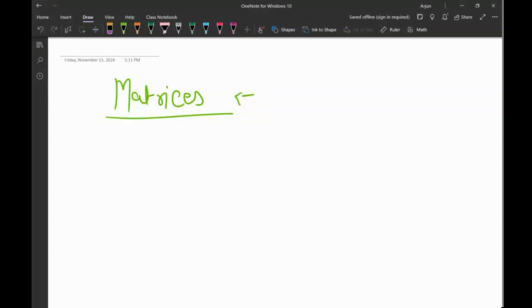Welcome back, folks. In today's class, I'll be talking about matrices. So I'll give you a brief introduction of matrices and where they are used. It is used in a lot of engineering problems, especially one of the subjects, if someone wants to study it in detail, is fluid mechanics. There is an equation called the Navier-Stokes equation where we solve those kinds of equations.